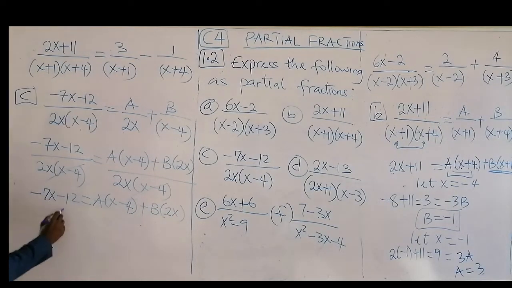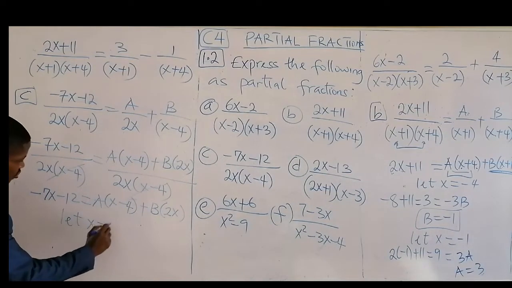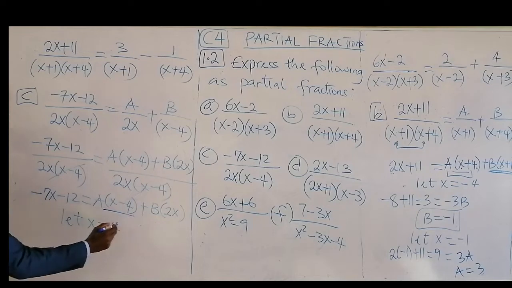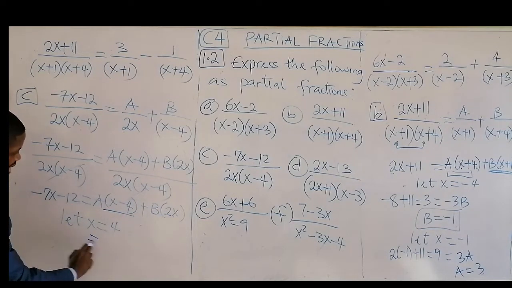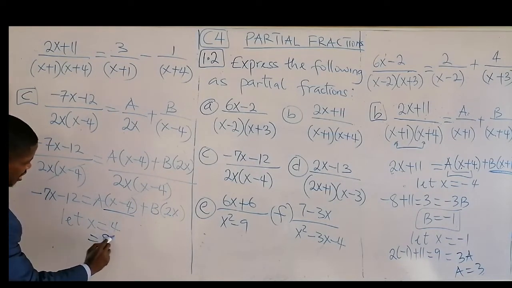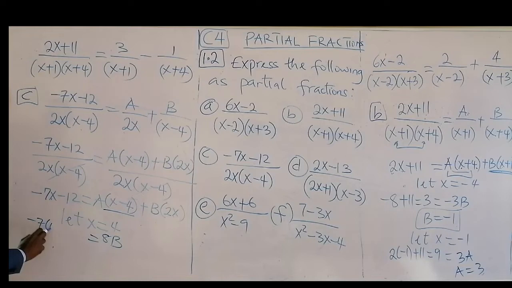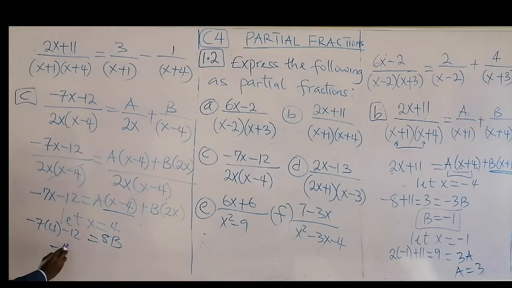So you can quickly say let x be equal to 4. So in that case now, if this is 4, this will cancel, and I can have 4 times 2, that's 8b. And then here, minus 7 times 4, minus 12. So if you do this, that will be minus 40 equal to 8b. So b is minus 5 in this place.